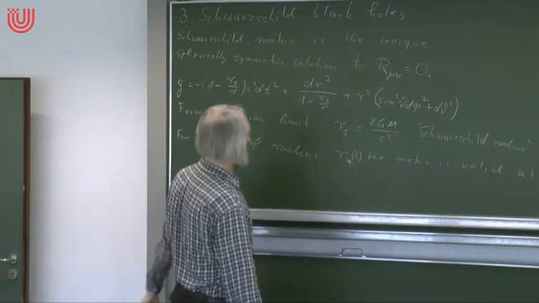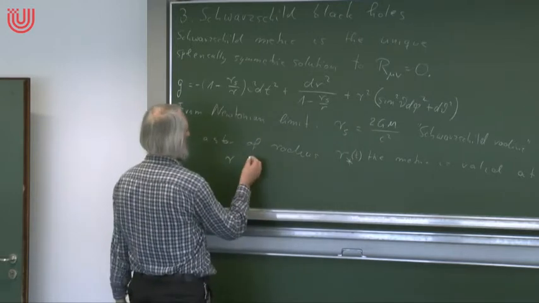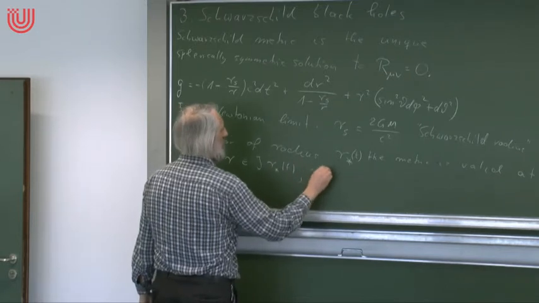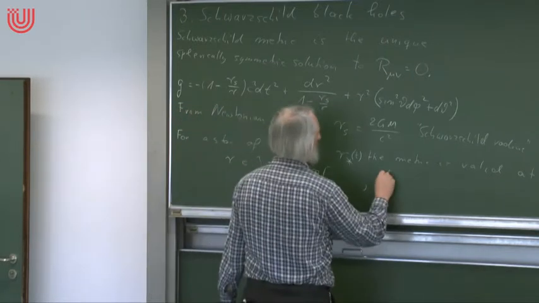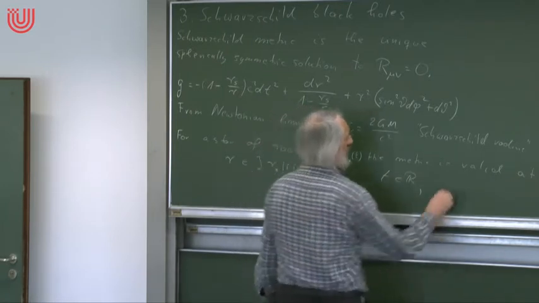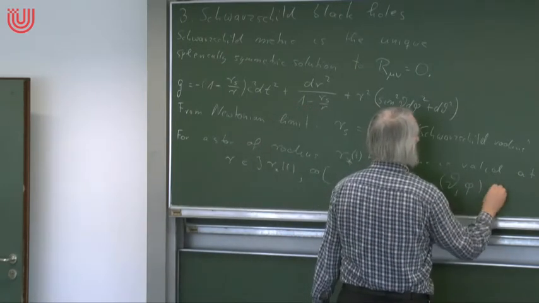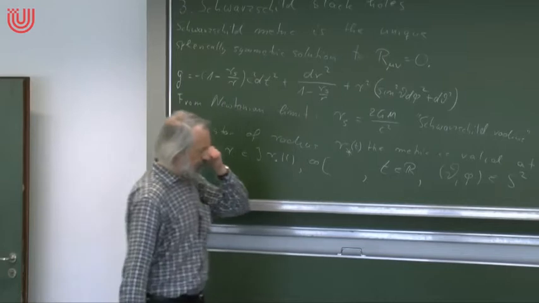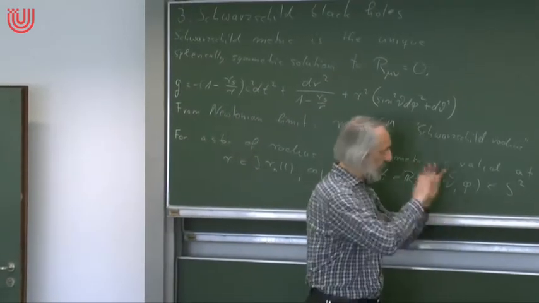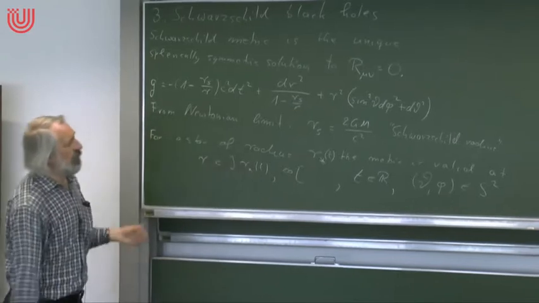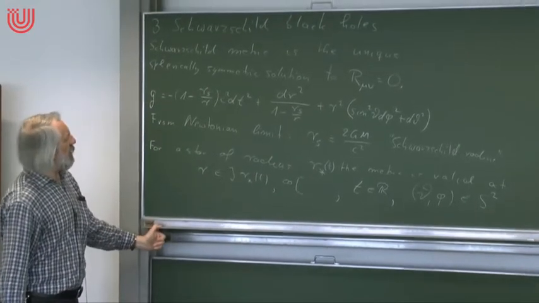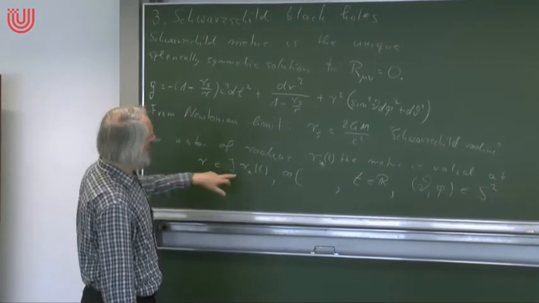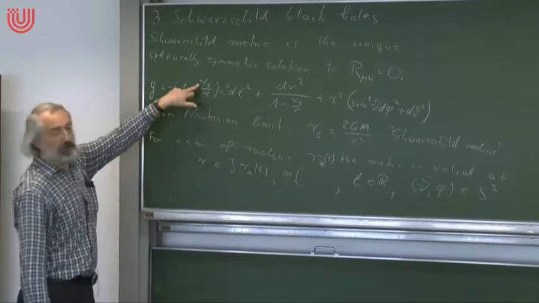So for a star of radius r star, the metric is valid for r, the radius coordinate, ranging from r star to infinity. And of course, the time coordinate ranges over all of the real numbers. And the angle coordinates, theta and phi, range over the two-sphere, S2, with the usual coordinate singularities. You know that you cannot cover the whole two-sphere with one coordinate system. So that's where this metric is valid. And you see that you have no problem with this metric as long as the radius of your star is bigger than the RS.